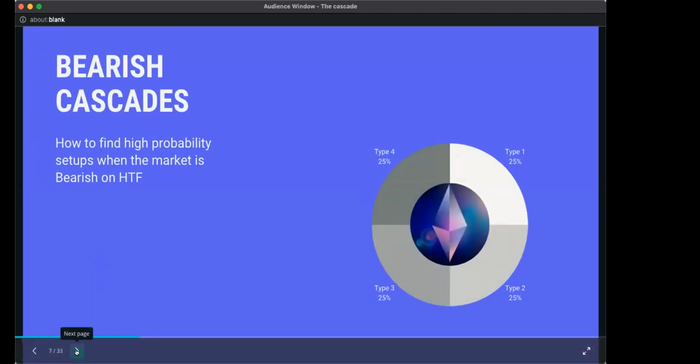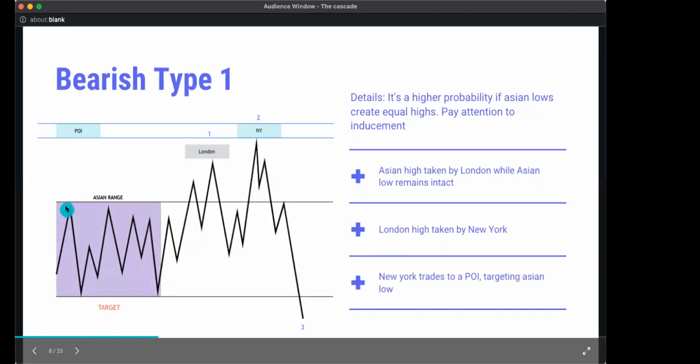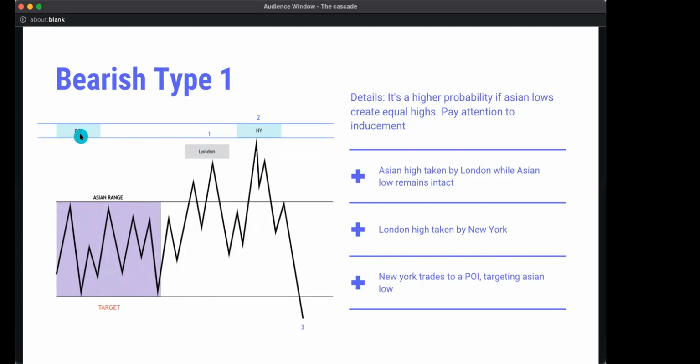Bearish cascades, I'm going to go through this one quickly because it's literally the opposite of the bullish ones. So bearish cascade, we have the Asian range consolidation, equal lows created below, a run into London, a run into New York, into a POI from the previous day. So it's just the opposing side of it.